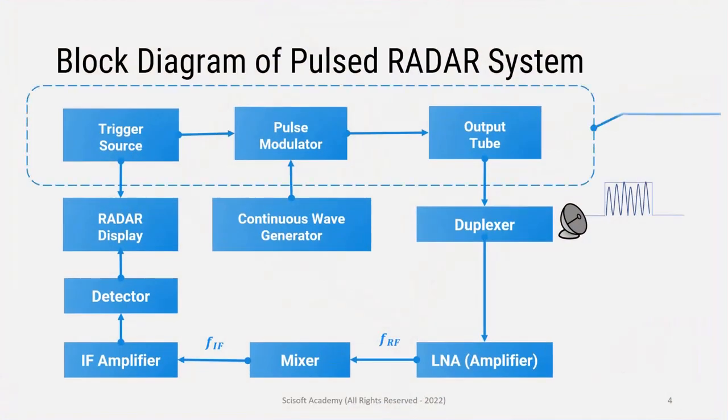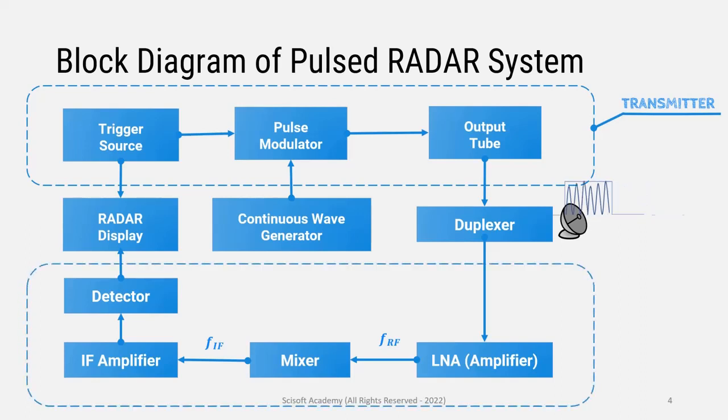So this is the basic block diagram of pulse radar system, where we have two sections, one for transmitter and one for receiver. And if you see, the radar display is going to be a common section, which is connected to the transmitter and also to the receiver. The workflow starts from the triggering source. The triggering source is going to generate a pulse wave for us.